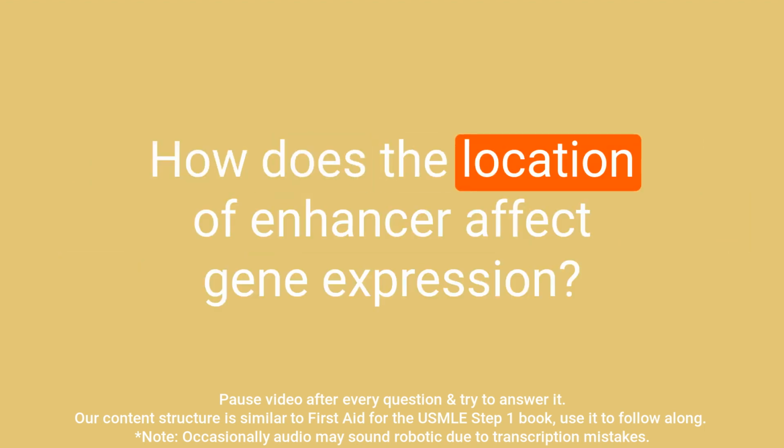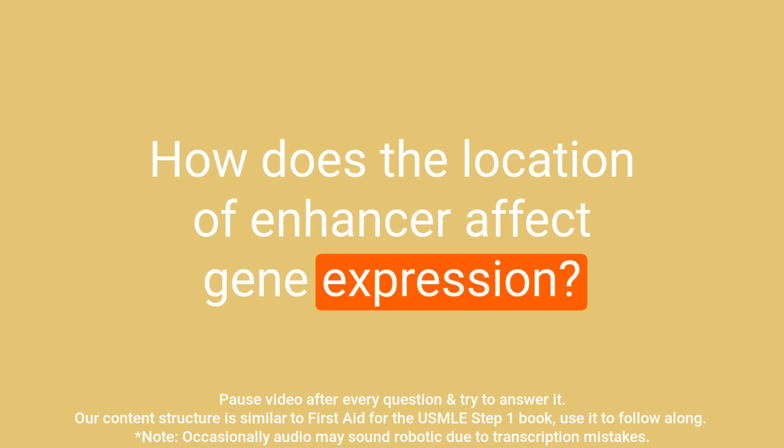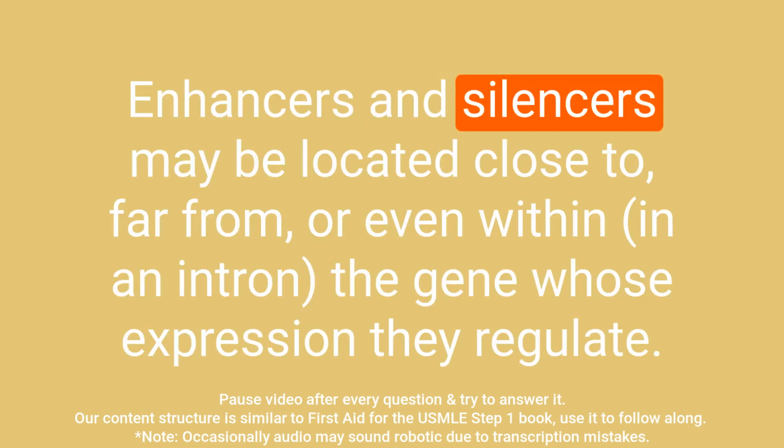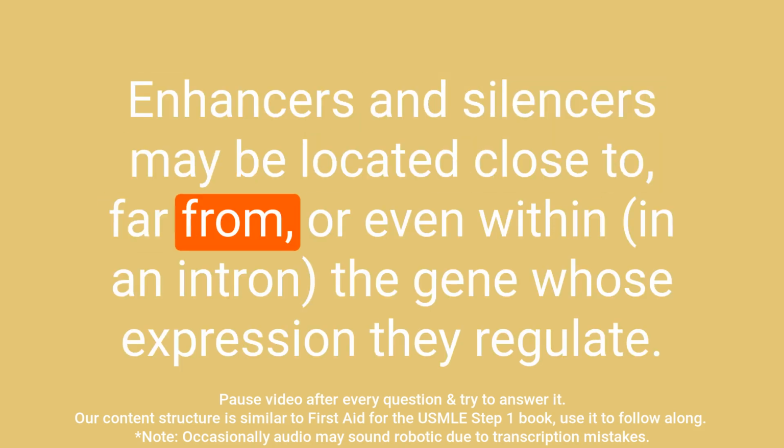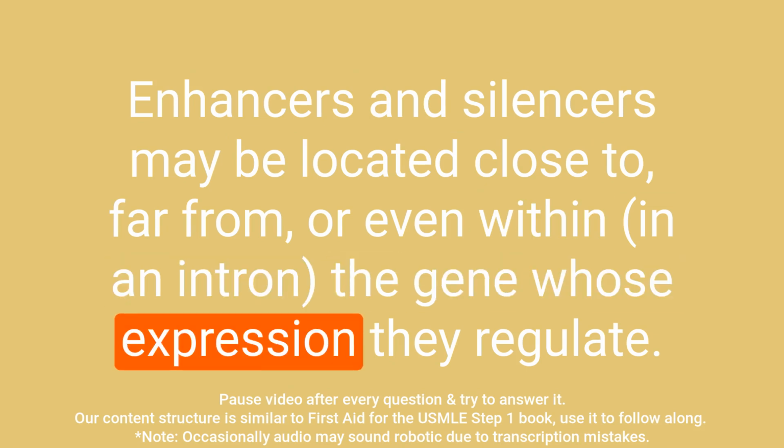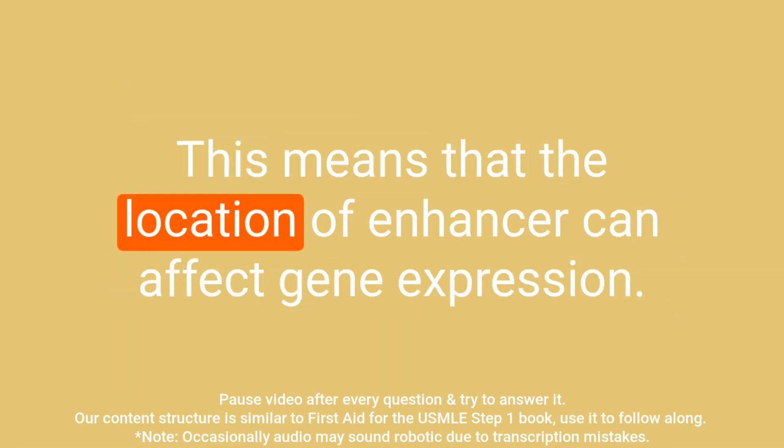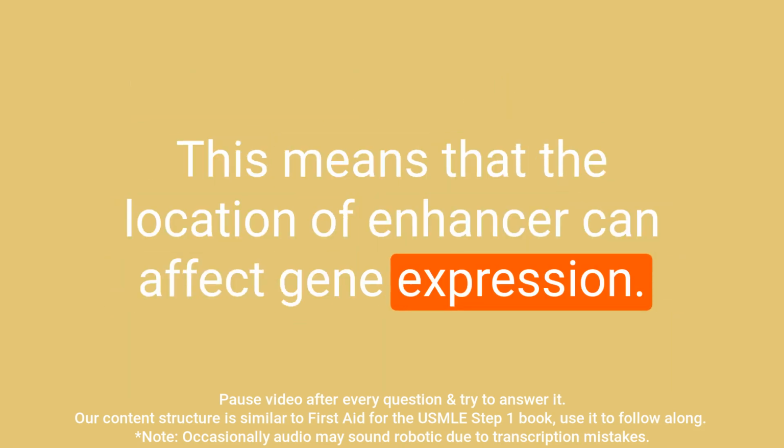Question: how does the location of enhancer affect gene expression? Answer: enhancers and silencers may be located close to, far from, or even within the gene whose expression they regulate. This means that the location of enhancer can affect gene expression.